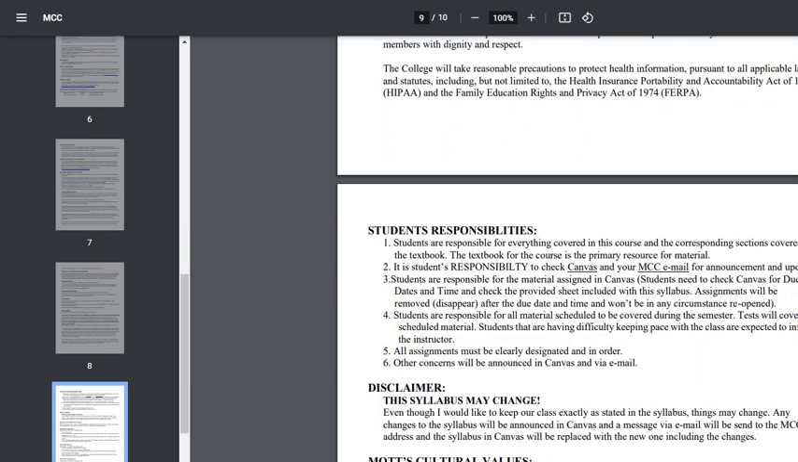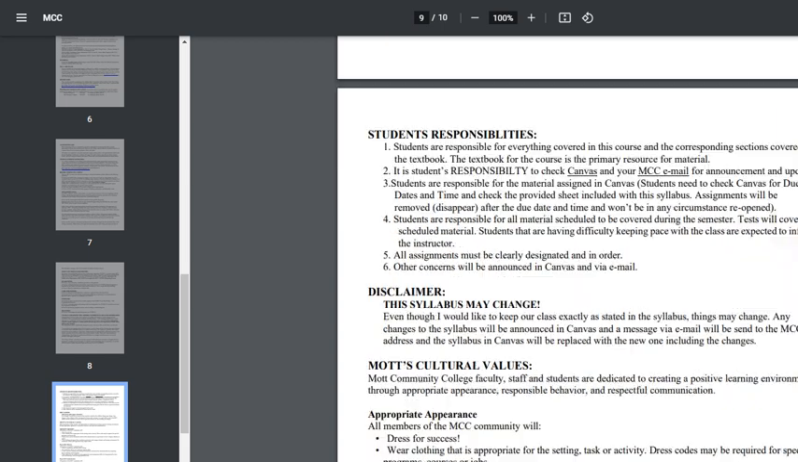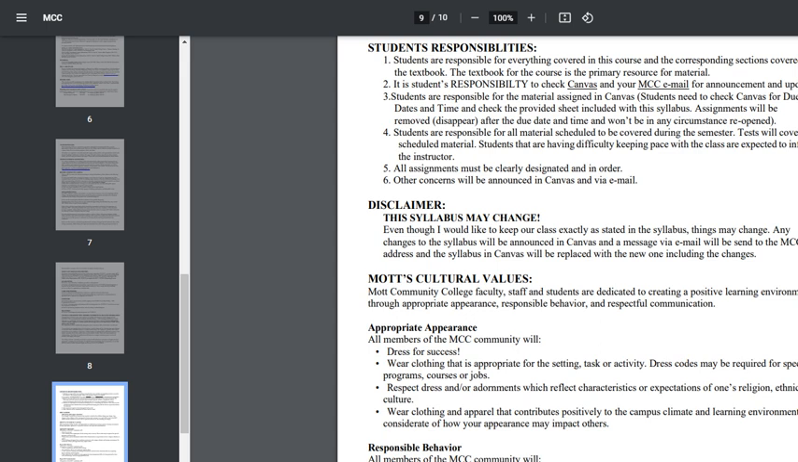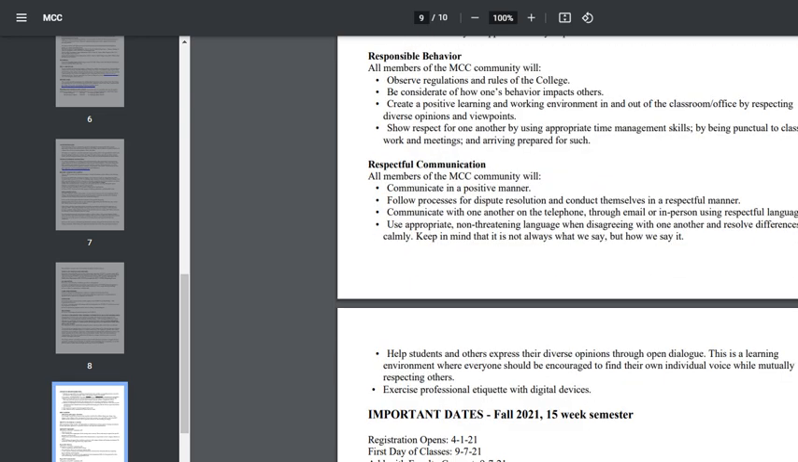Student responsibilities, two things. I will reiterate and restate it again. Please check Canvas announcements multiple times a week, and please check your MCC email multiple times a week, as this is the only way for me to get hold of you and contact you. Now, disclaimer about syllabus change: I do not foresee any change to it as we're online. However, if for some reason I have to change something, I will update the syllabus, post it in Canvas, post an announcement, and send you an email through your MCC email. The rest of it, just read the rest.